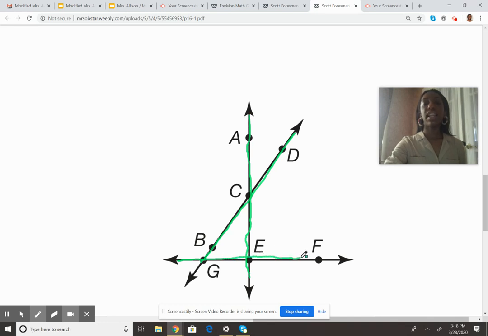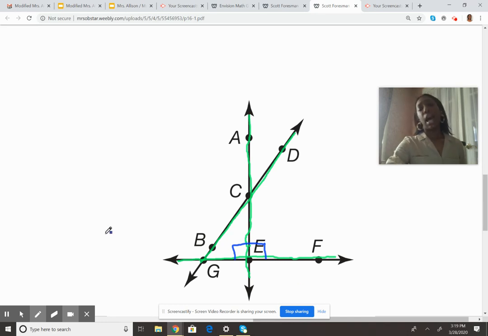Okay? So now let's look at some attributes within this figure. I see that there are perpendicular lines. How do I know? Because I can see that I can draw a box right here. Let me show you. I can draw that box right here. So if I have a question that asks me what two lines form perpendicular lines, I can say line GF and line AE for perpendicular lines.